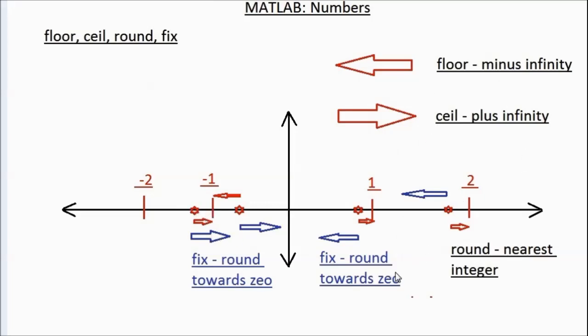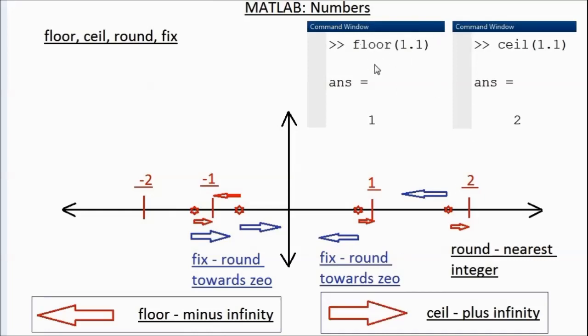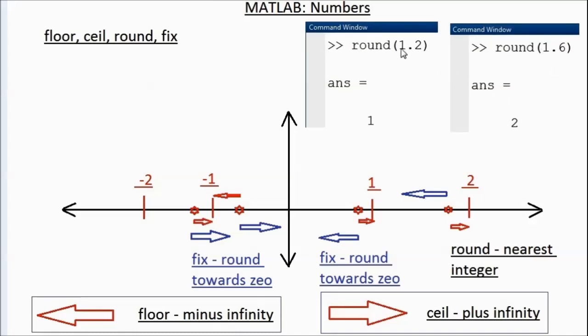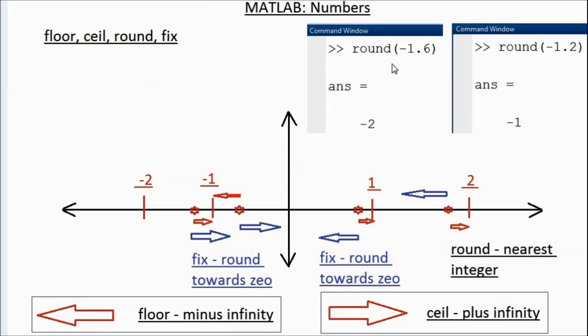Let's look at some examples. floor(1.1): floor rounds towards -infinity, so it goes to 1. ceil(1.1): ceil rounds towards +infinity, so it goes to 2. round(1.2): the round command rounds to the nearest integer, so the nearest integer is 1. round(1.6) rounds to the nearest integer, which is 2. round(-1.6) rounds to the nearest integer, which is -2. round(-1.2) goes to -1.